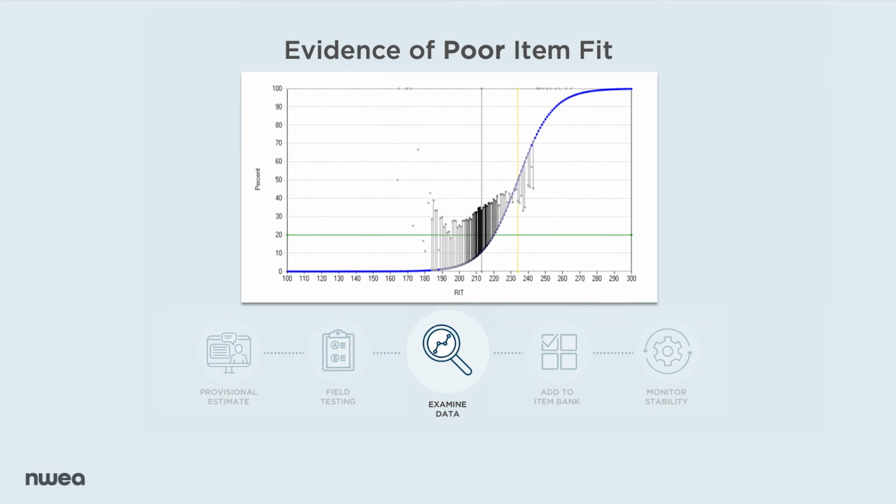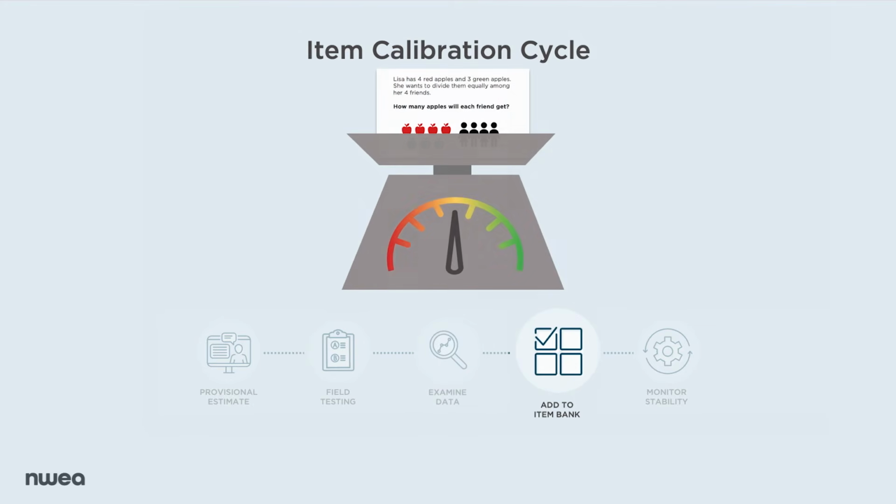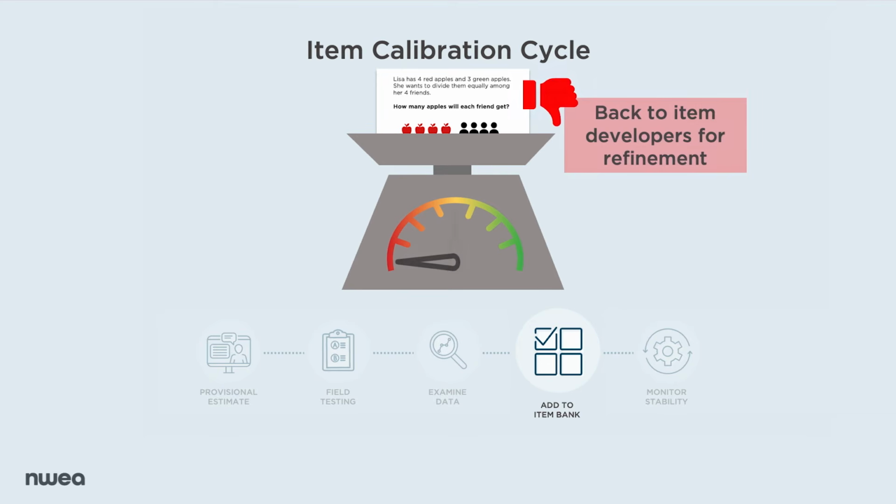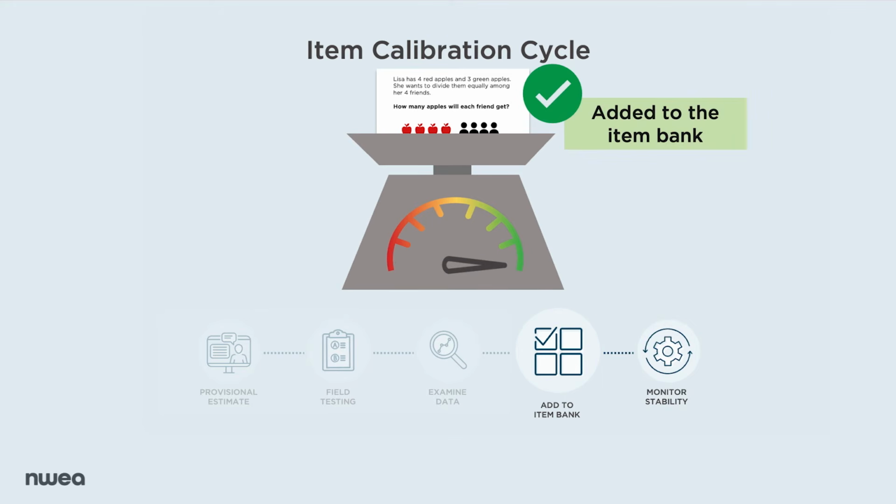item bank altogether. If the item is not successfully calibrated, it's returned to content specialists for review and editing, and then re-entered into the field test process. If an item is successfully calibrated, it's added to the item bank. The item bank includes over 40,000 items, and items are continually being added. Items are also regularly being retired as standards change, or removed if they're determined to be problematic.